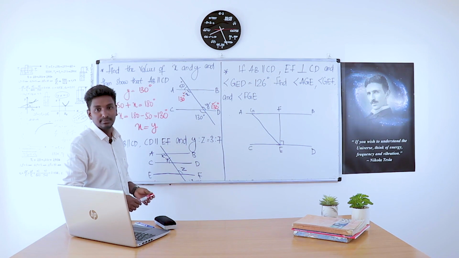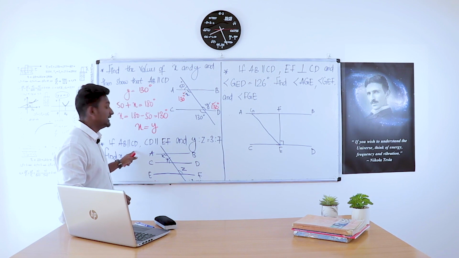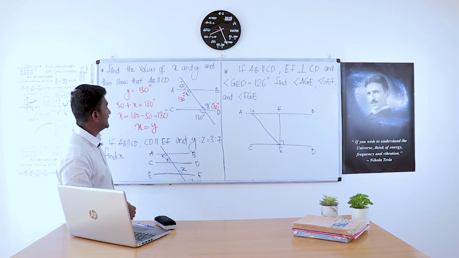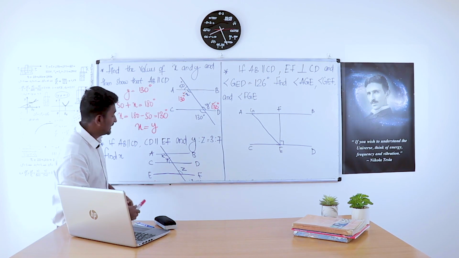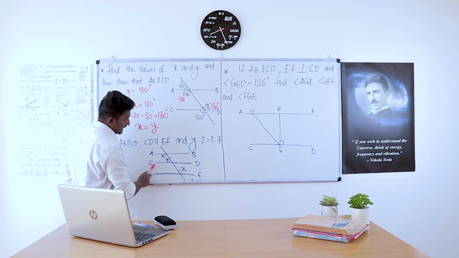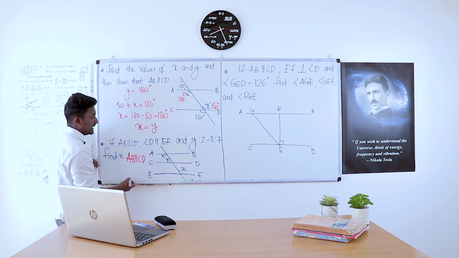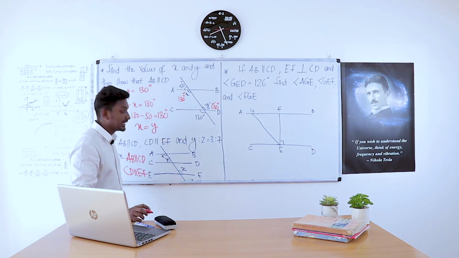That's our first question. The next question is: if AB is parallel to CD, CD is parallel to EF, and y is to z is equal to 3 is to 7, find x. Here AB parallel to CD is the given condition, and CD parallel to EF is also a given condition.